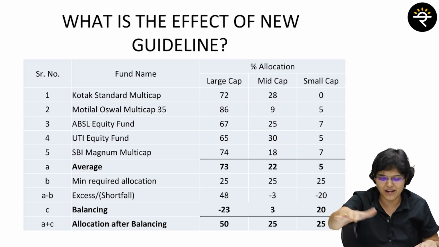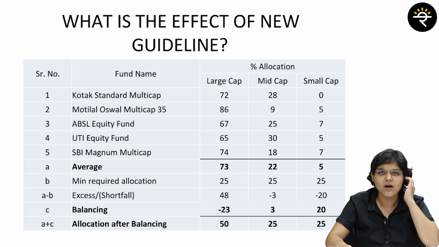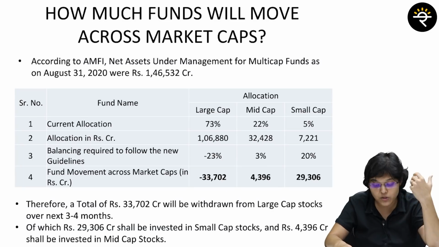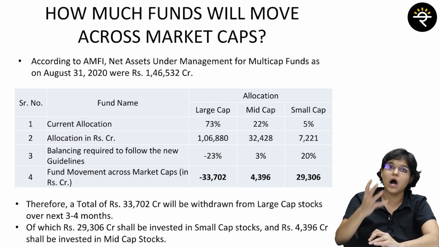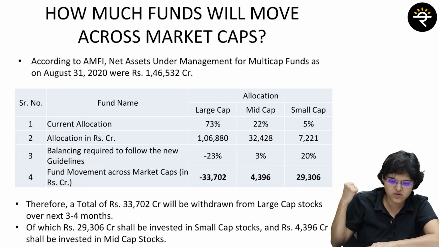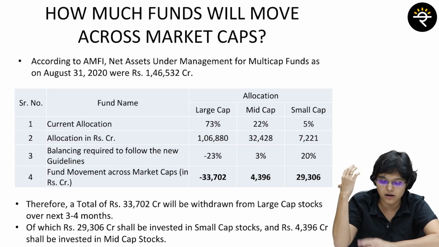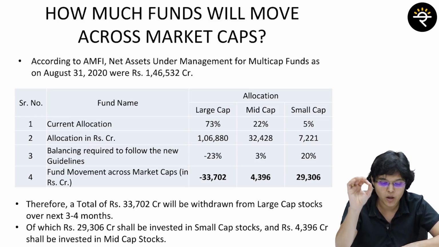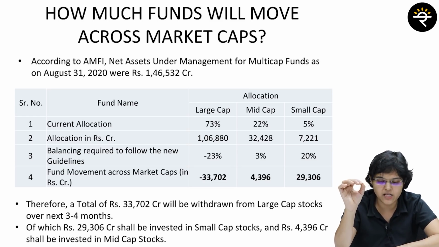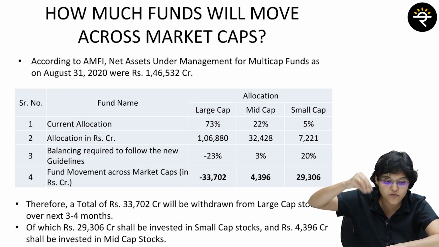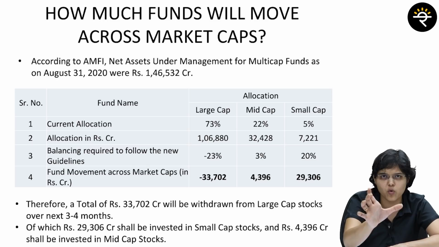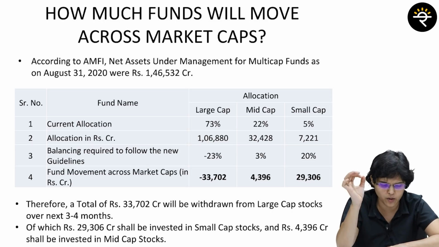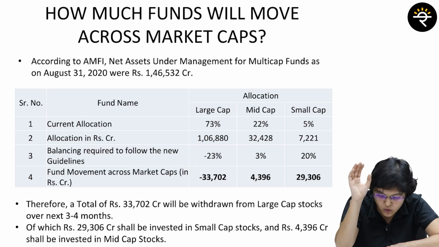Okay, but wait, let me not break the flow of this lecture. Let's go to what 23% means: how much outflow in rupee terms will have to go outside large caps. Now you can again check this screen. Here we took data according to AMFI. The net AUM for multi-cap funds as on 31st October 2020, I've tried to collect the latest data, was 1,46,532 crores.